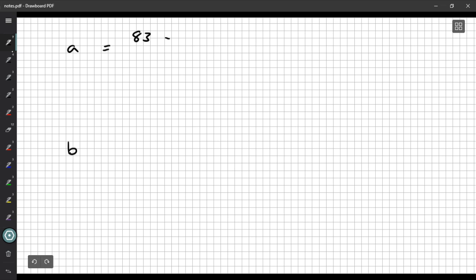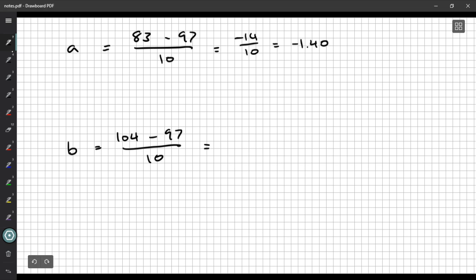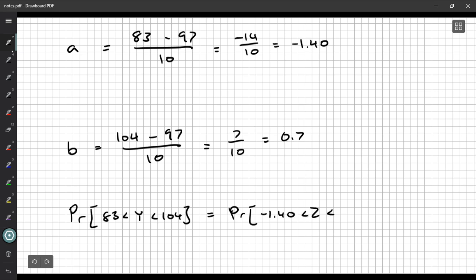x minus mu over sigma. Your little x, the value you compare to, the bigger one now, minus mu over sigma. So that'll be negative 14 over 10, so that'll be negative 1.40. That's the smaller of the two z-scores. And then 7 over 10, 0.7 is the bigger of the z-scores. So the probability that we want, that y is in this range, is the same as the probability that z is in this range.